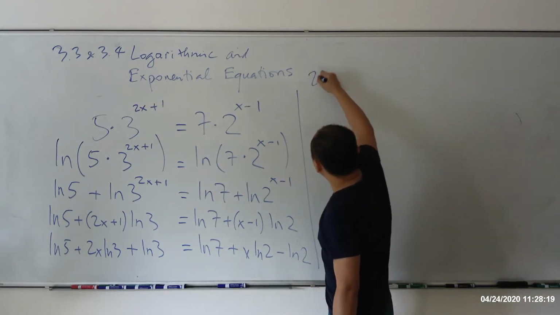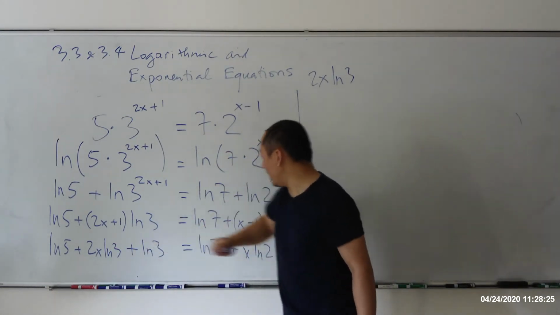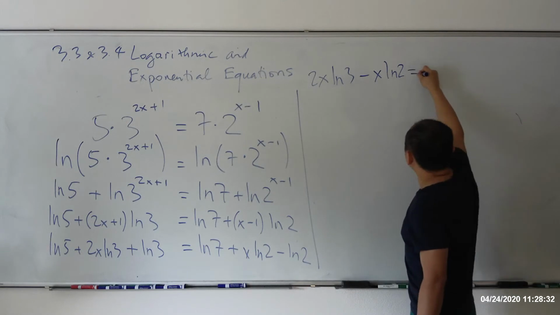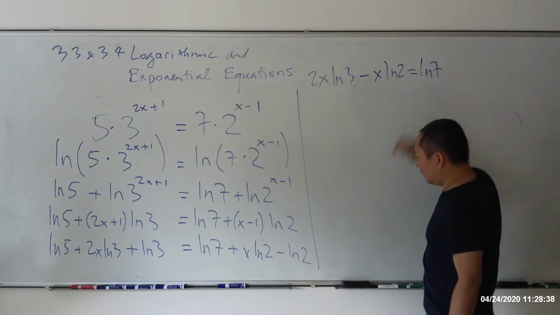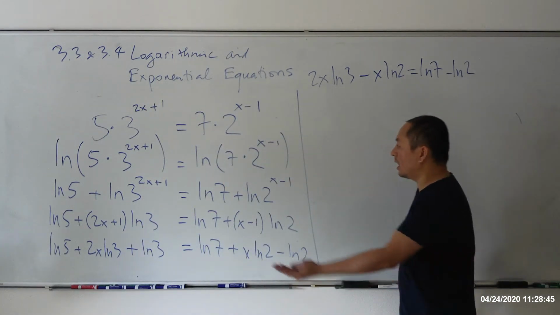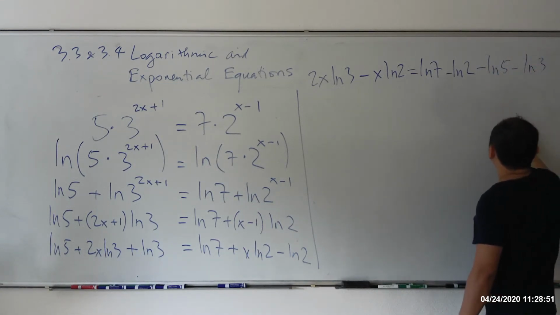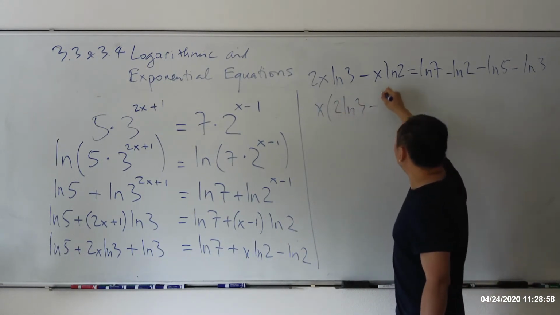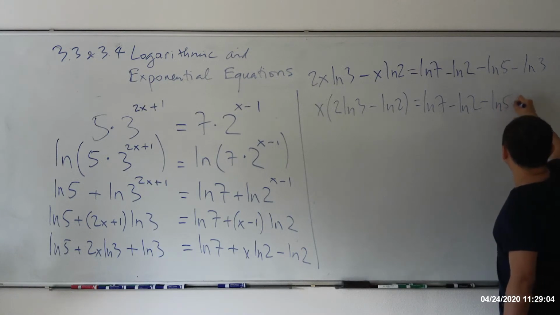So I got 2x ln of 3 on the left. Leave it there. x ln of 2 on the right, minus, going to bring back to the left. So minus x ln of 2 equal to, okay, that's all the terms with x. Now on the right hand side, ln of 7 minus ln of 2. Now we have ln of 5 and ln of 3 on the left hand side. You want to bring them to the right, just simply subtract those two. ln of 5, and then minus ln of 3. They are on the right hand side. Now on the left, factor out the x. x times 2 ln of 3 minus ln of 2 equal to ln of 7 minus ln of 2 minus ln of 5 and minus ln of 3.